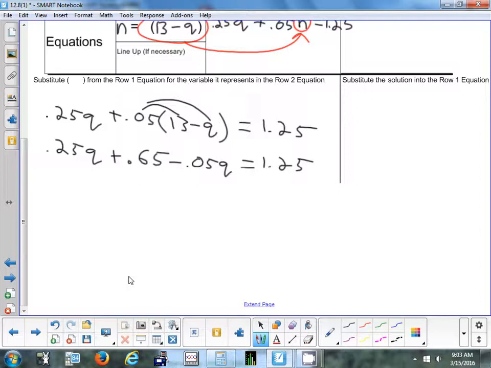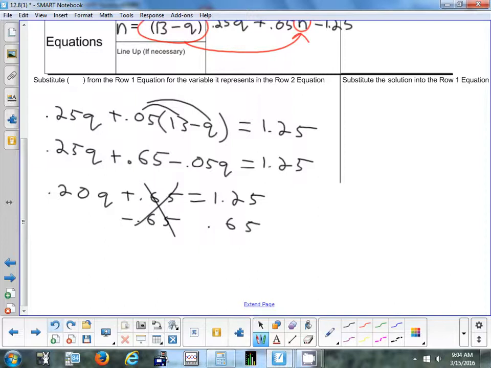Okay, any like terms? Yep, the Q's. Combine your Q's. Anyone tell me what 0.25 take away 0.05 is? Yeah, 0.20. It's like 25 cents take away 5 cents. 0.20 Q plus 0.65. Okay, so at each step it looks like our equation is getting smaller. That's a good thing. Okay, who can tell me my next step? Yeah, so what do you subtract? Good, yeah, you guys seem to be getting it.